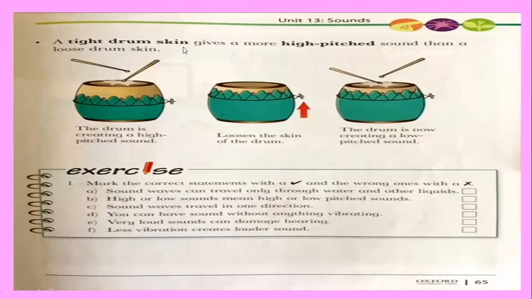A tight drum skin gives a more high-pitched sound. Tight skin, look. The drum is creating a high-pitched sound. It means there are wires or thread in the drum, and when you tighten it up, it gives a high-pitched, meaning louder, sound. Loosen the skin of the drum. Look, when it loosens, the drum is now creating a low-pitched sound.